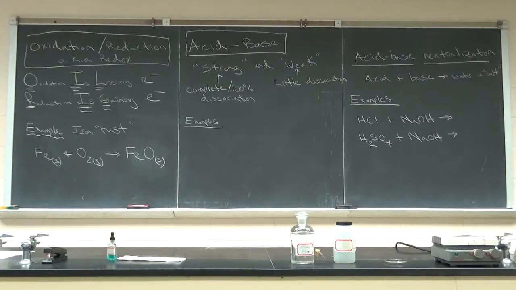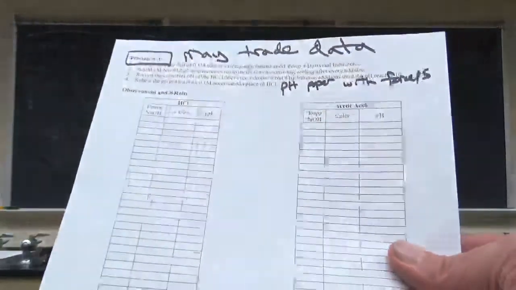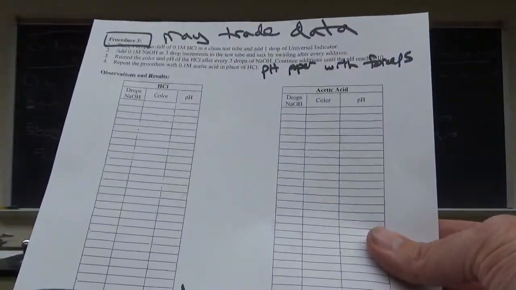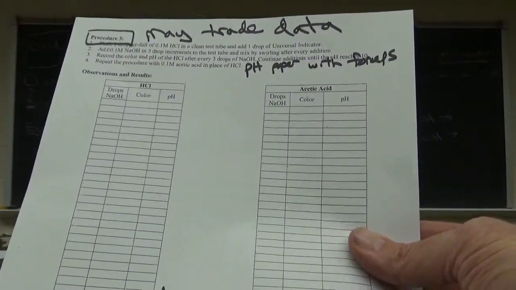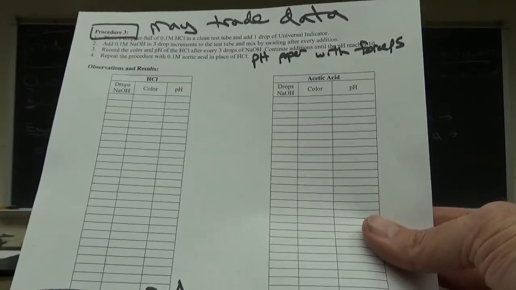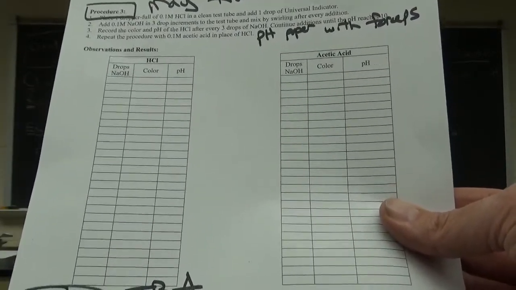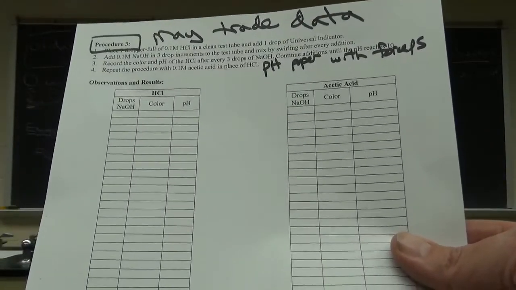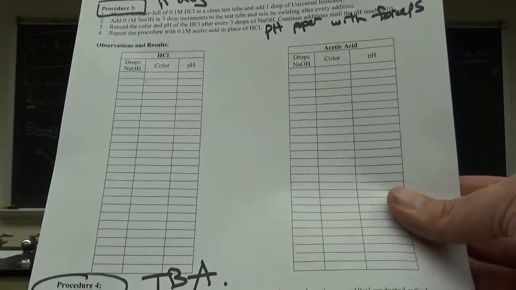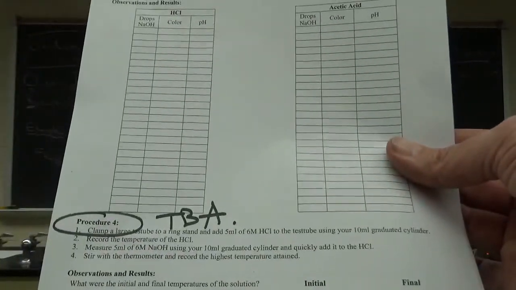Procedure 3. Procedure 3 takes a little while because you're adding a few drops, measuring the pH, adding a few drops, measuring the pH. That center column where it says color, that's if we use the universal indicator solution. We probably will skip that. So what I might do, I'm not sure how long this is going to take, I may have half the class do the HCl and the other half do the acetic acid, and we'll just trade data.